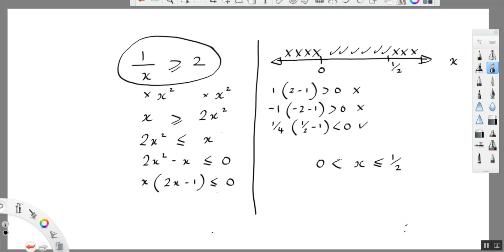I'm not including 0 because that clearly doesn't make sense. x can't be 0. So there's our final solution set: x is greater than 0 and less than or equal to a half.